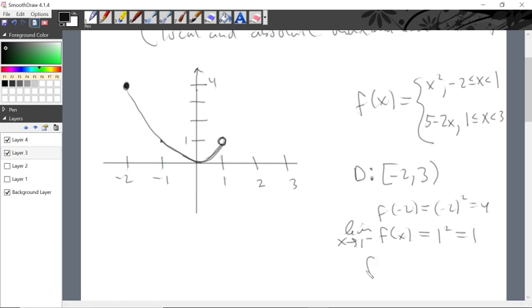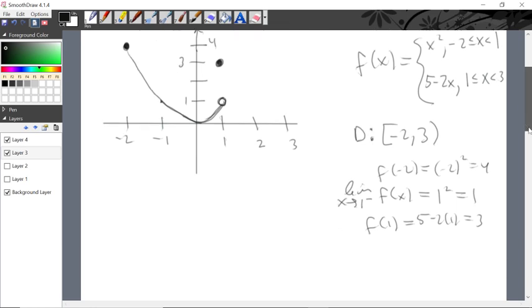Now when x is equal to 1, what is f of 1? We get 5 minus 2 times 1, that is equal to 3. So we're at the point 1, 3. That is going to be a closed point. So a closed point here at 1, 3. It's a line. It has a slope of -2. It goes out to x being closer and closer to 3.